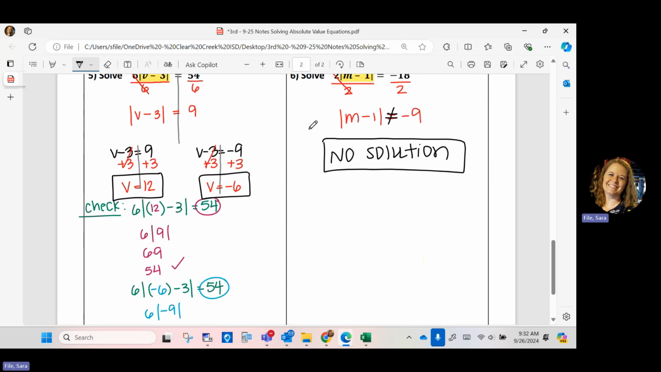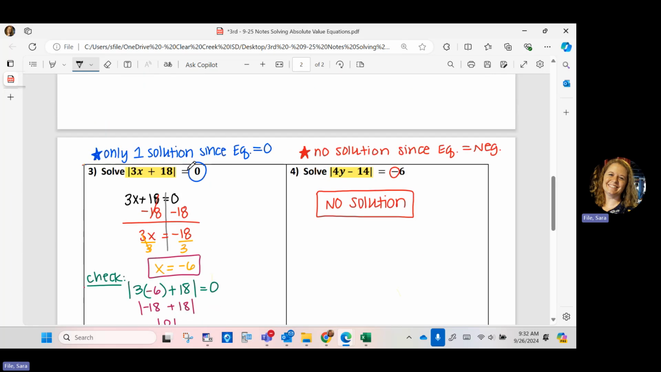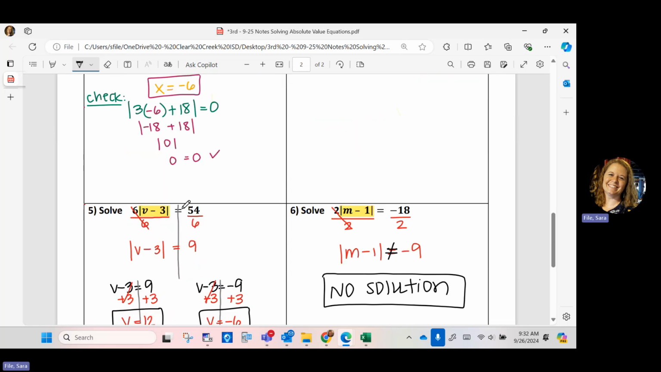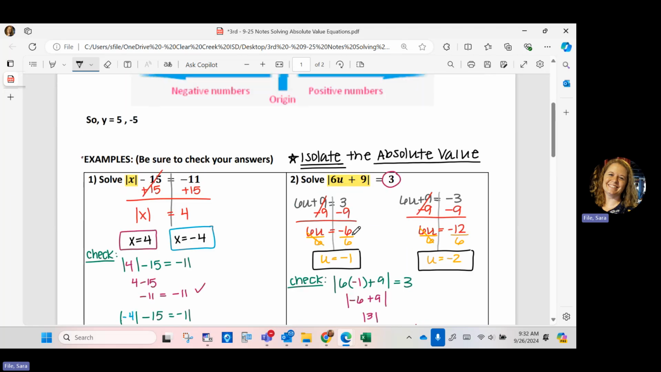Y'all feel okay about these? So you're either going to have one solution if it's set equal to 0, no solution if it's set equal to a negative, or 2 solutions if it's set equal to a positive, once we've isolated that absolute value.